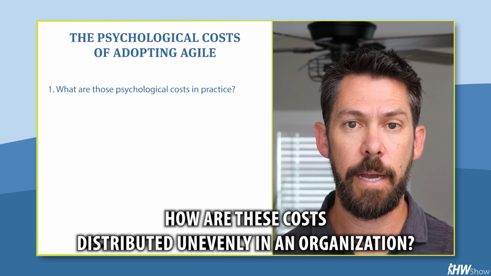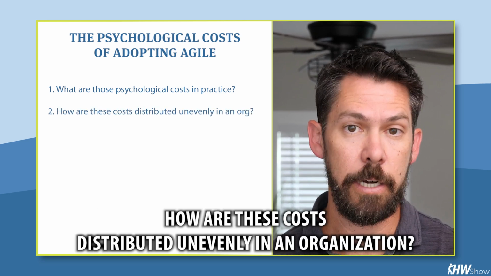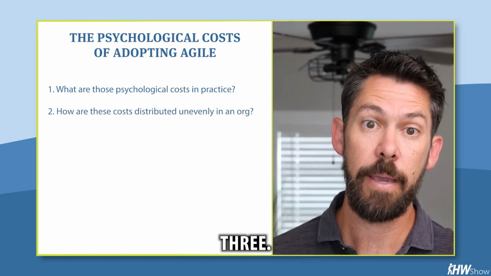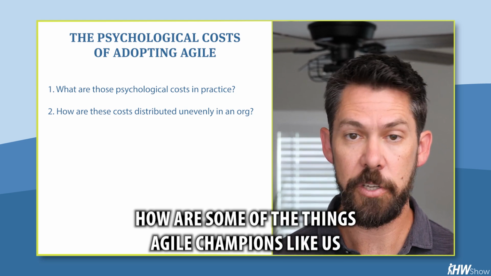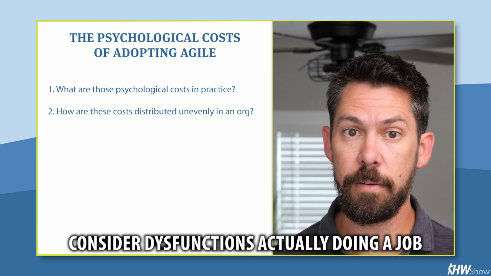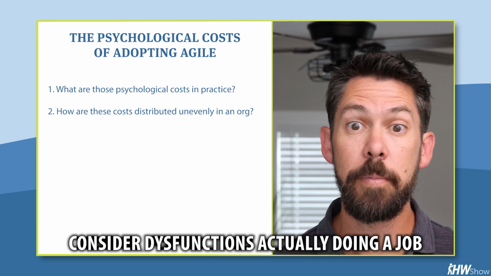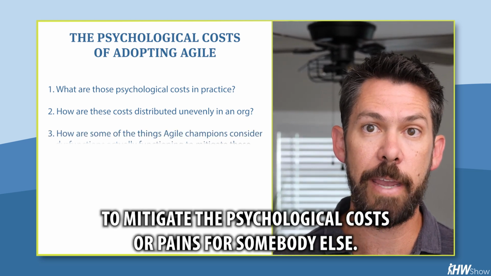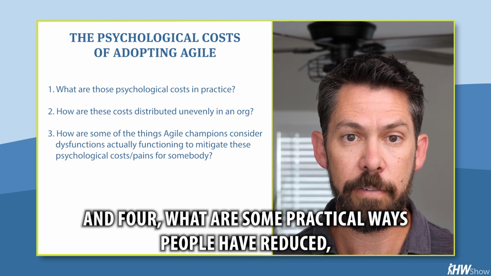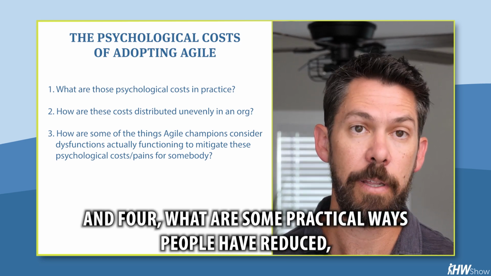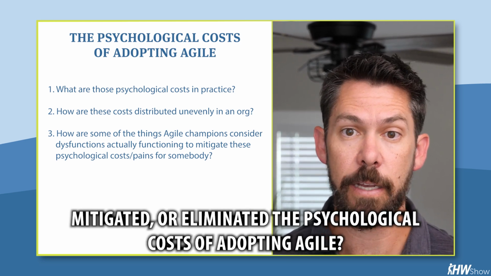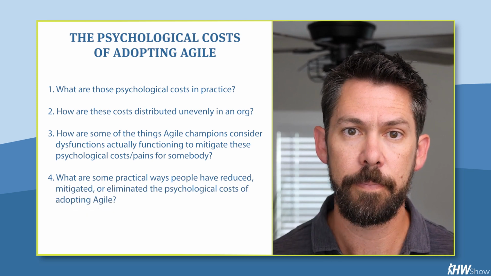2, how are these costs distributed unevenly in an organization? 3, how are some of the things Agile champions like us consider dysfunctions actually doing a job to mitigate the psychological costs or pains for somebody else? And 4, what are some practical ways people have reduced, mitigated, or eliminated the psychological costs of adopting Agile?